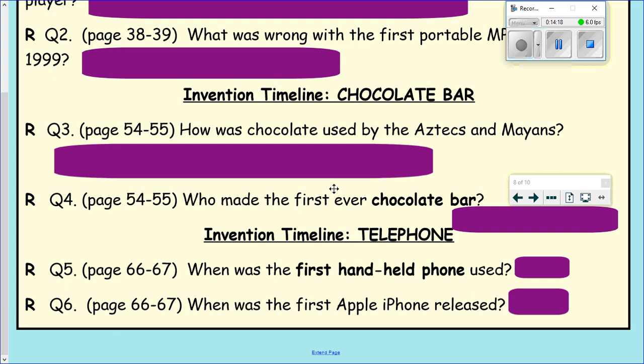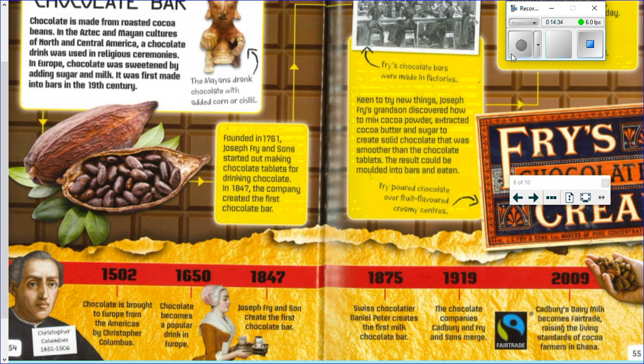And question number 4, who made the first ever chocolate bar? And I'm going to give you a little bit of a clue. Remember we had our timeline of events? That might help you. So who invented the first ever chocolate bar? Can you find the information?